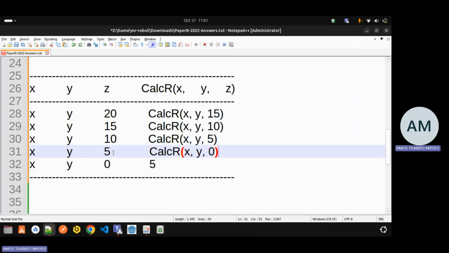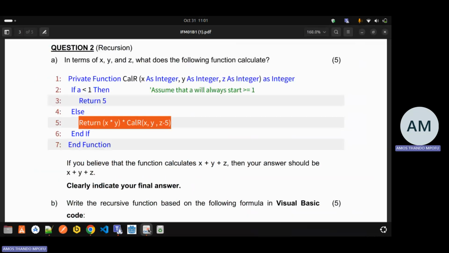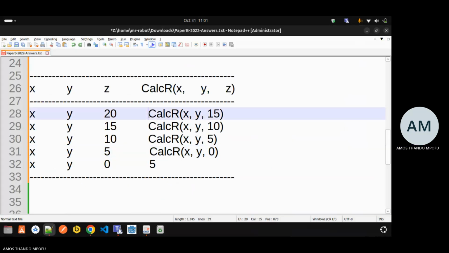Oh wait, I'm missing something. I knew something was missing. It's X times Y times that. So my formula is wrong. So I thought something was missing. And remember, the round brackets that are there, they are there for a reason. They affect your formula. If you don't put them, they're going to affect your formula.